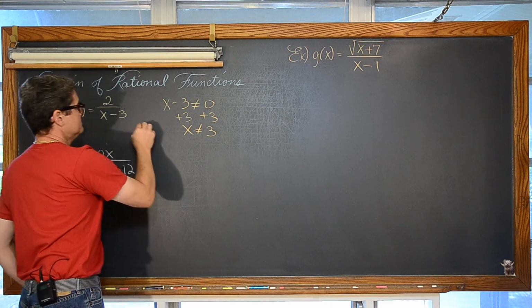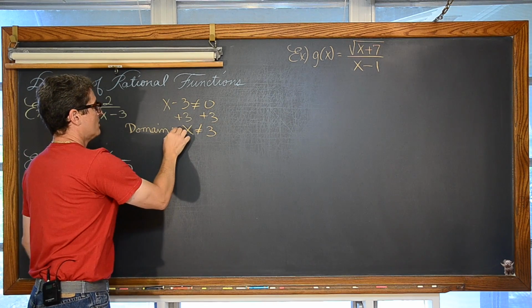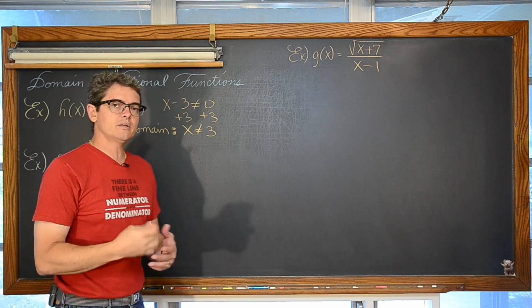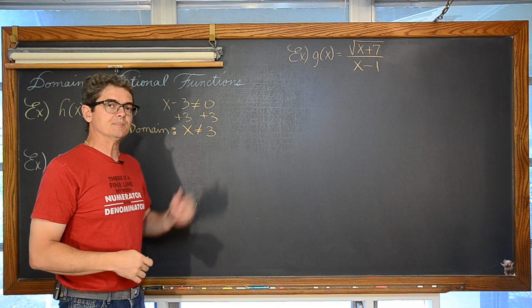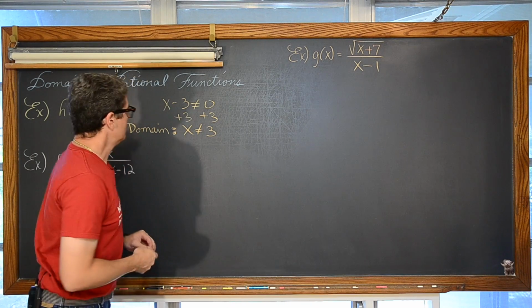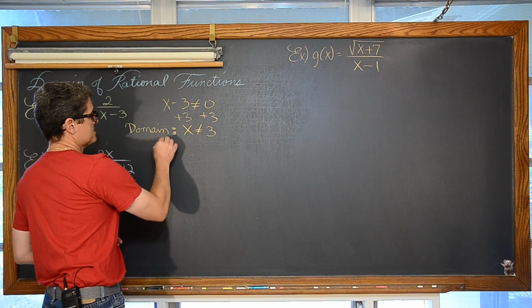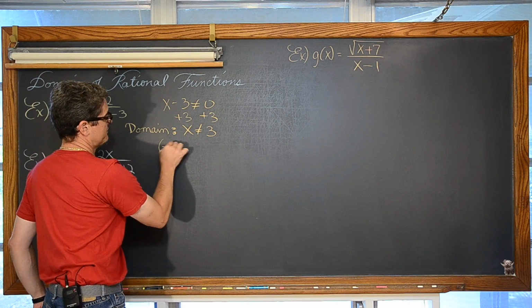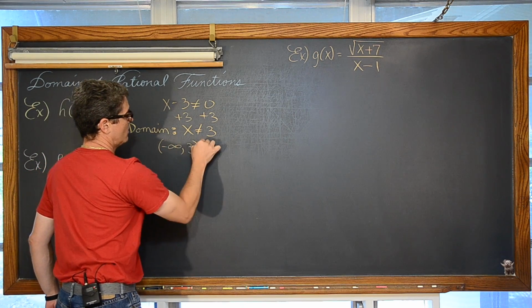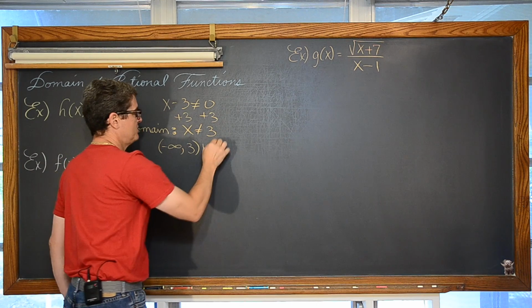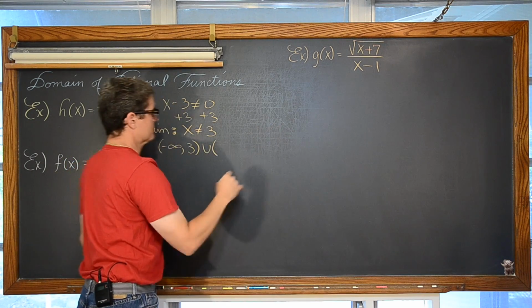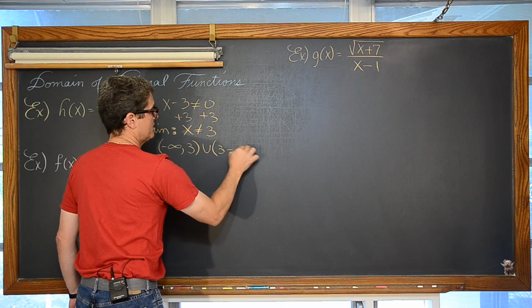Now your domain, if you are using inequality notation for the domain, that is sufficient. If you're using interval notation, like I'm doing in my pre-calculus class, you're going to say that x can go from negative infinity to 3, union, that's that upside down u there, pick up on the other side of 3 and go from 3 to infinity.